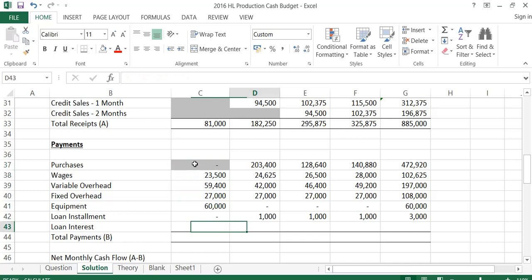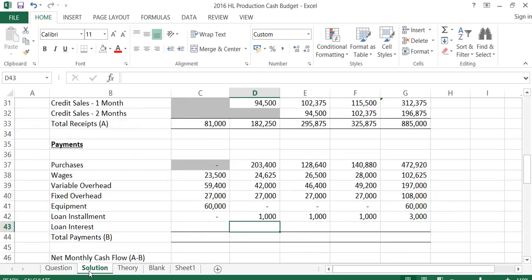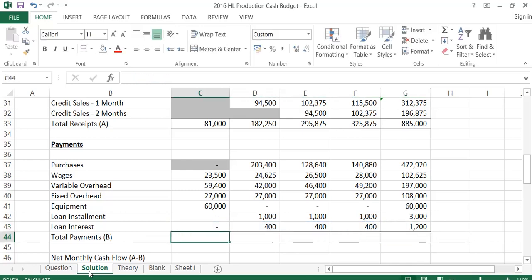If the loan, just to work out the loan again, sorry, the loan is 48,000, the rate of interest is 10%. So to work out the loan interest, it will be 48,000 by 10%. That will give me the interest for a year, but we're working out on a monthly basis, so I'm going to have to multiply that by 1 over 12, which comes to 400. And again, that's starting in August, so there's no loan interest in July. And that's going to be 400 each month, which is going to leave me with €1,600. So €1,200, because I don't pay back July.